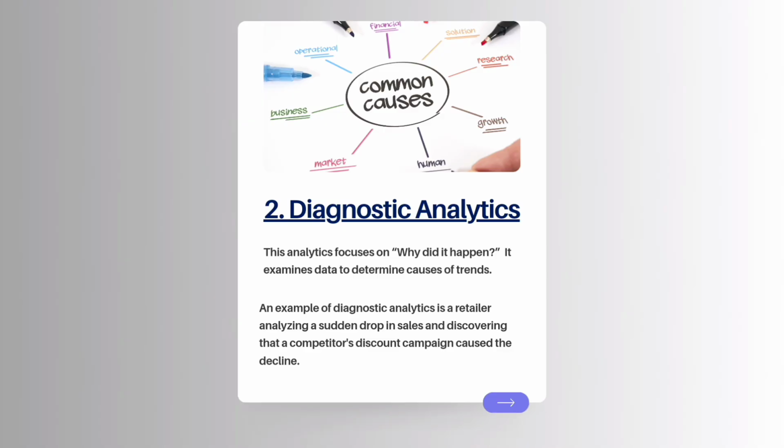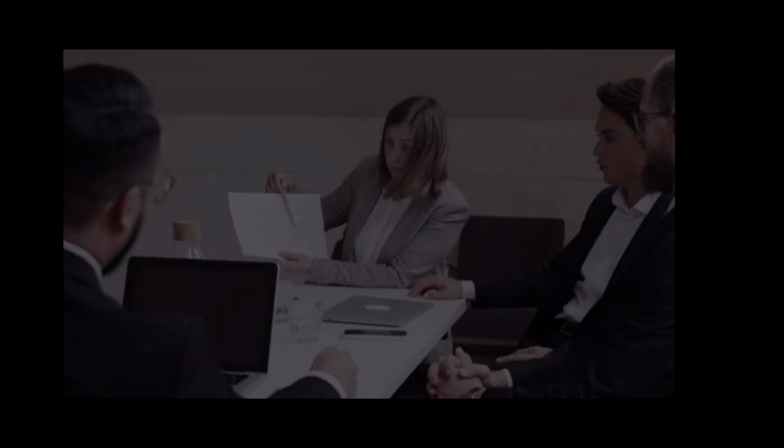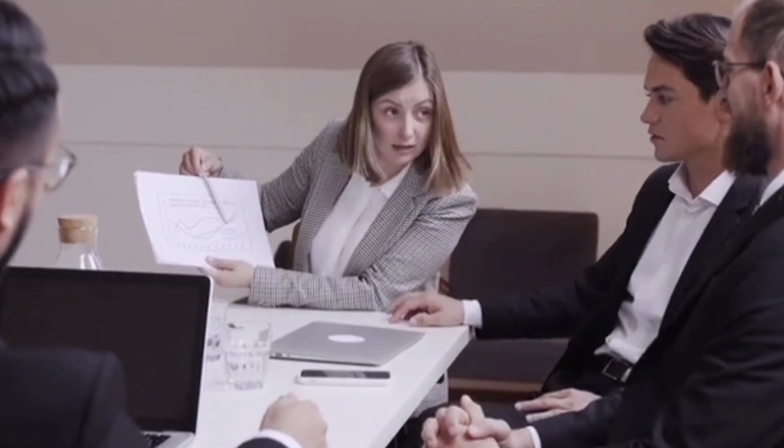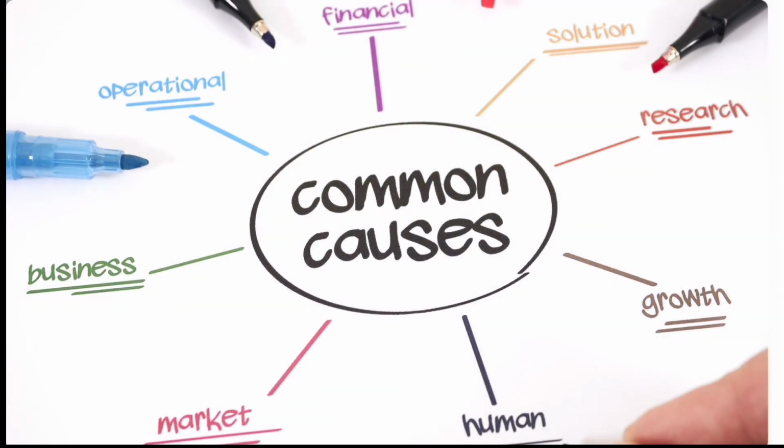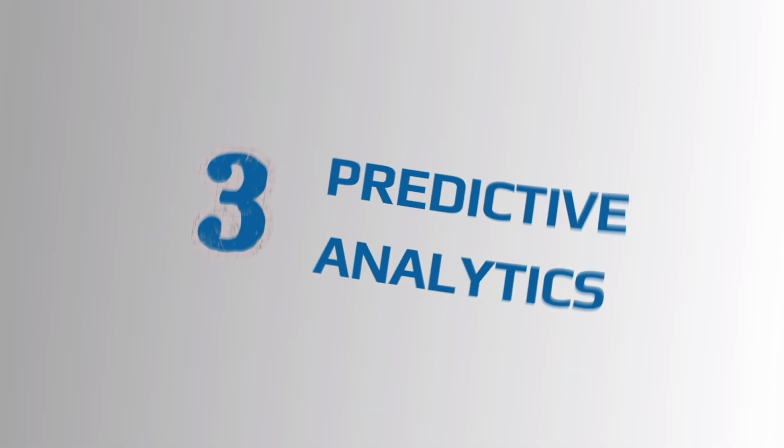The second type is Diagnostic Analytics. What does it do? Diagnostic Analytics goes a step further by answering why it happened. It focuses on identifying the reason behind past performance or trends. For example, root cause analysis, variance analysis, or identifying the correlation between variables are all called diagnostic analysis.